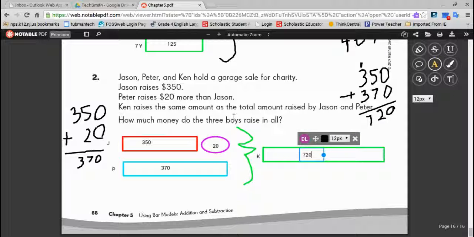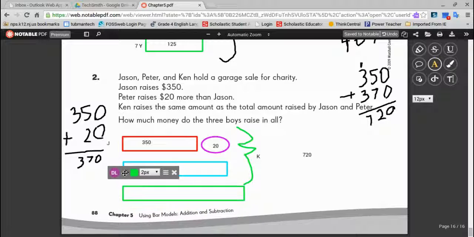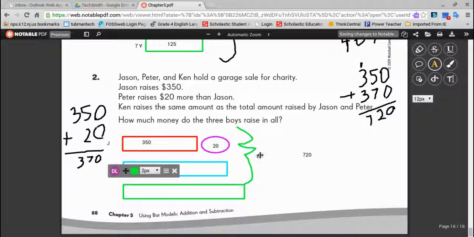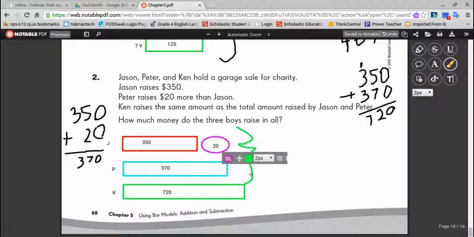But again, that's not my question. The question says, how much money do the 3 boys raise in all? So if you look at our bar model, now I know how much the 3 boys raised. So what I like to do right now, I'm going to move Ken down here. Let's put our label over here next to it, and let's put our 720 right in there. Because now I want to know how much money all 3 boys raised. So that means I want the whole thing from all 3 boys. So that means I have to add 350, 370, and 720 all together.